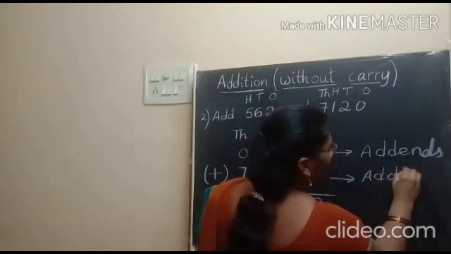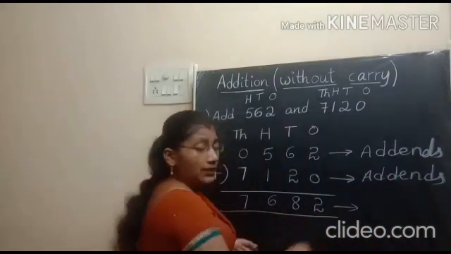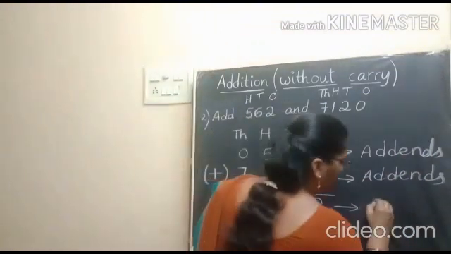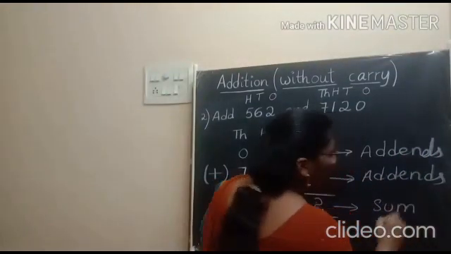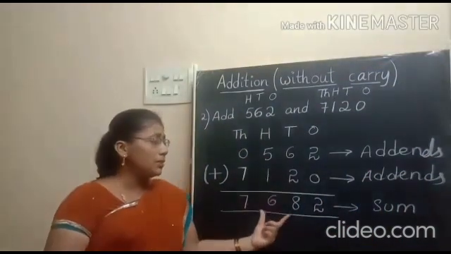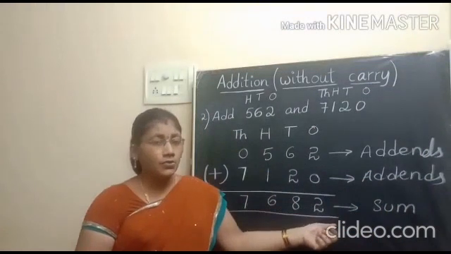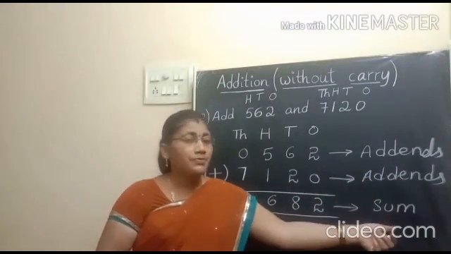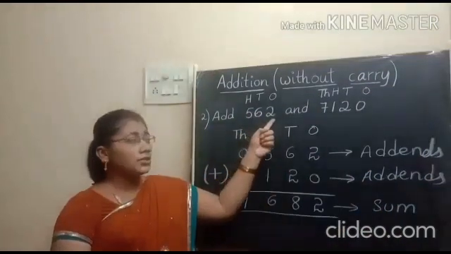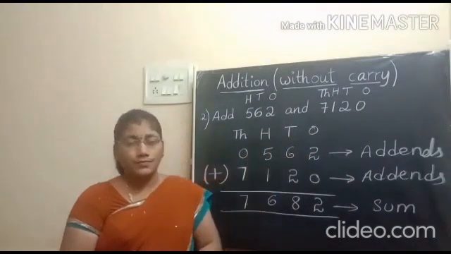And the numbers we are adding are called addends. And the result is called sum. By adding these two numbers, we get the result 7682. This is called sum of 562 and 7120. Is it clear, children?